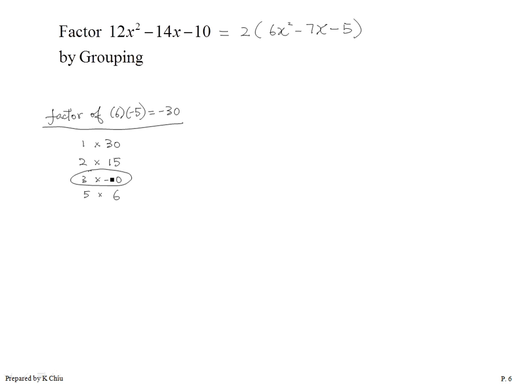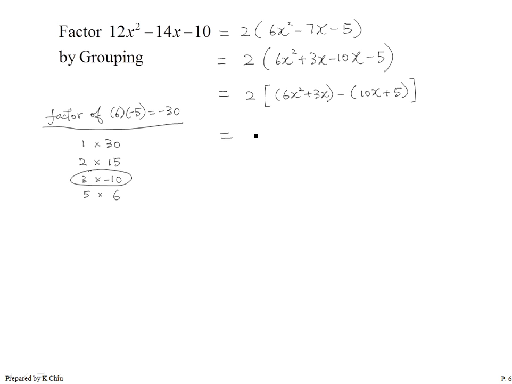Okay? So now I continue to break this up. So I have 2 times parenthesis 6x squared plus 3x minus 10x minus 5. And then we can continue to do that by grouping. So I have 2, and let me use a bracket, and then group the first 2 terms together, minus, and then I group the last 2 terms together, but don't forget to change sign because the third term is minus.